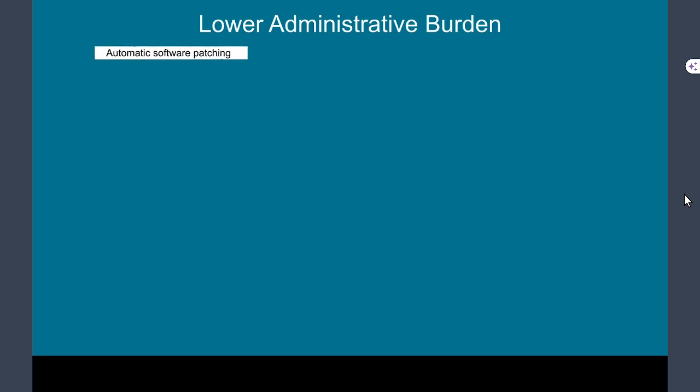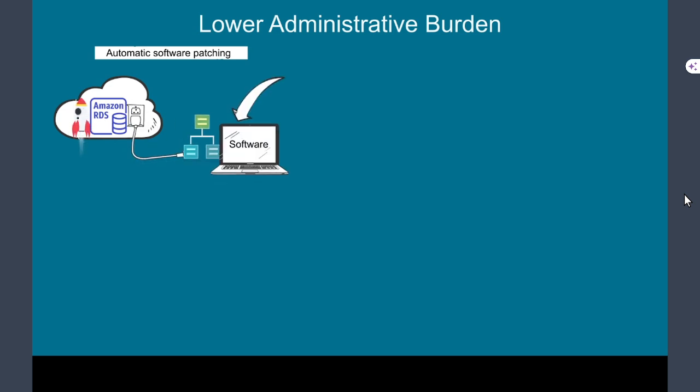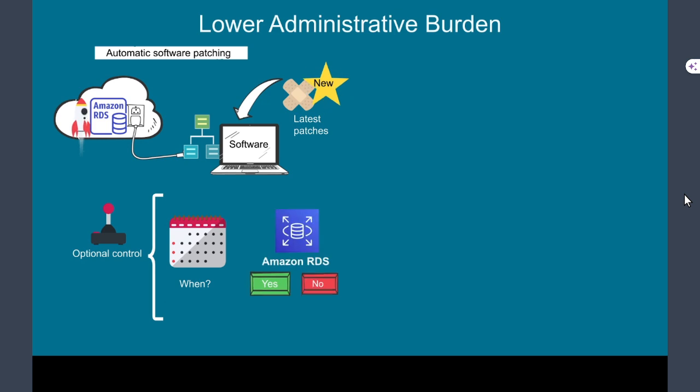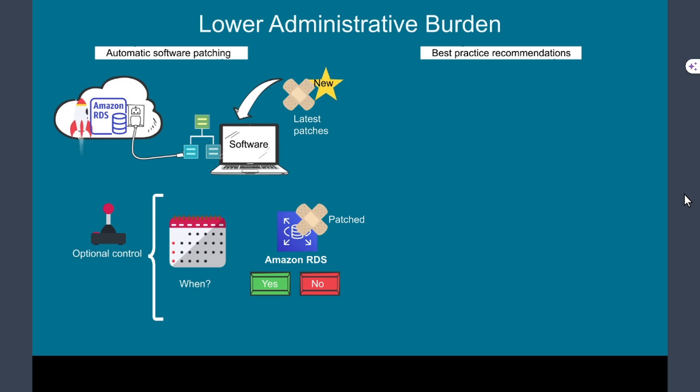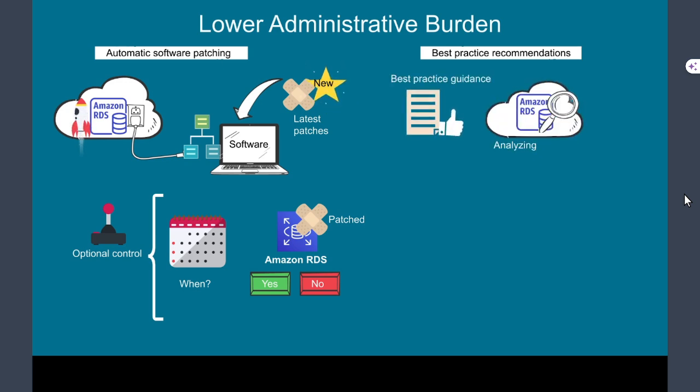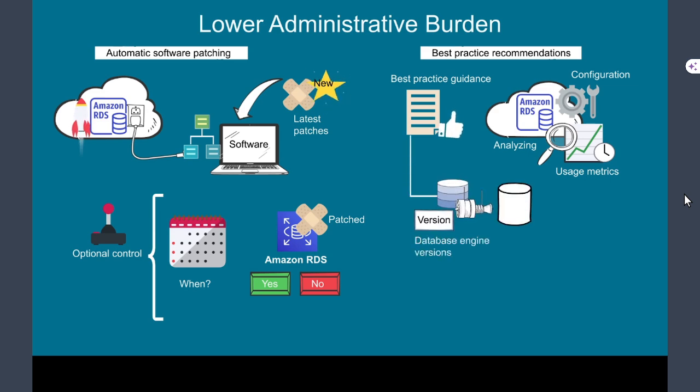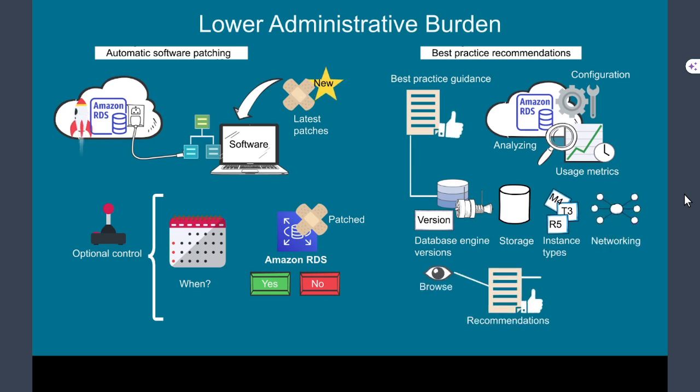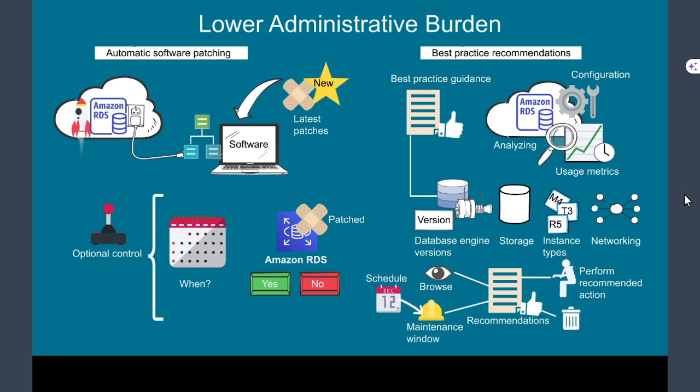Automatic software patching. RDS will make sure that the relational database software powering your deployment stays up to date with the latest patches. You can exert optional control over when and if your database instance is patched. Best practice recommendation. Amazon RDS provides best practice guidance by analyzing configuration and usage metrics from your database instances. Recommendations cover areas such as database engine versions, storage, instance types, and networking. You can browse the available recommendations and perform a recommended action immediately, schedule it for your next maintenance window, or dismiss it entirely.